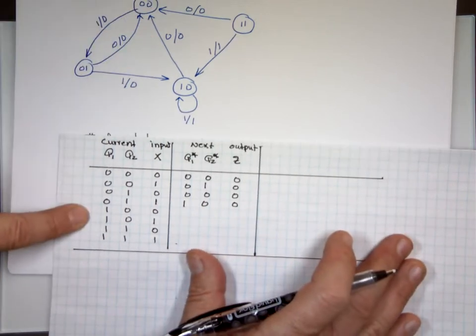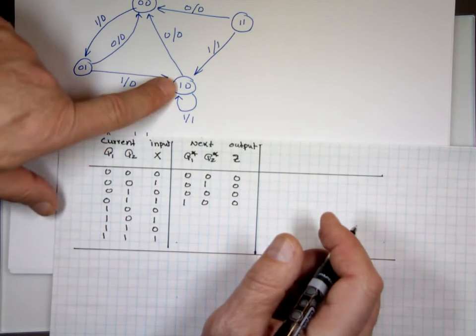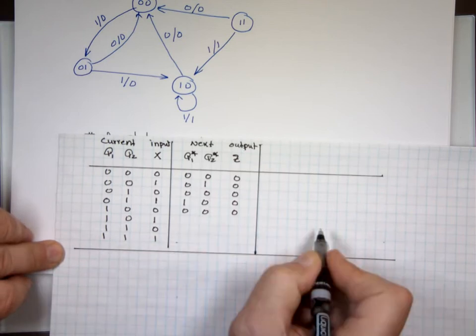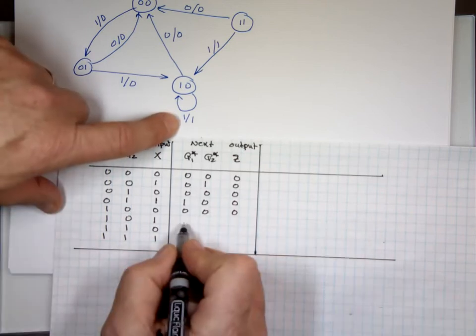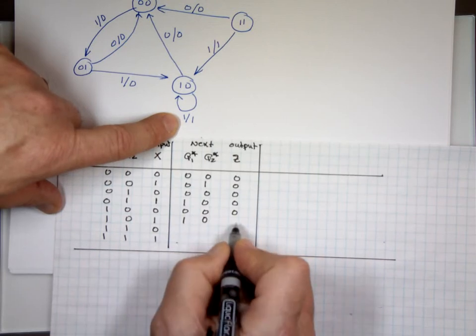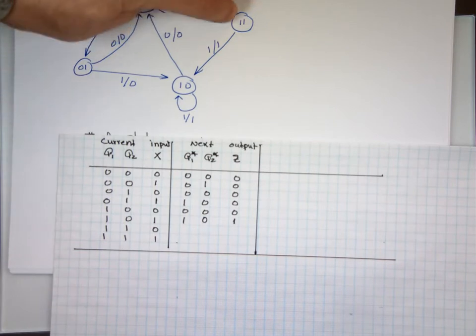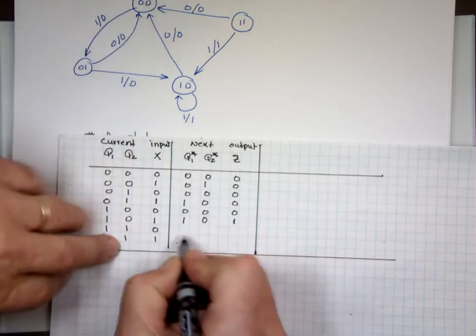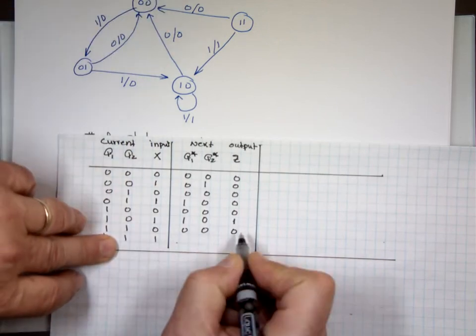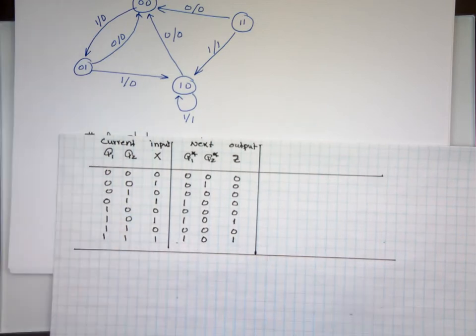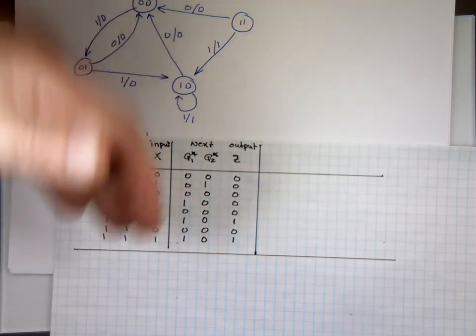If I am at 1,0 and I put in 0, I go to 0,0, my output is 0. If I put in a 1, I stay there, and my output is 1. And the last one, if I'm at 1,1 and I put in a 0, I go to 0,0, my output is 0. But if I put in a 1, I go to 1,0, my output is 1. So this is the state table. Now we went from state diagram to state table.